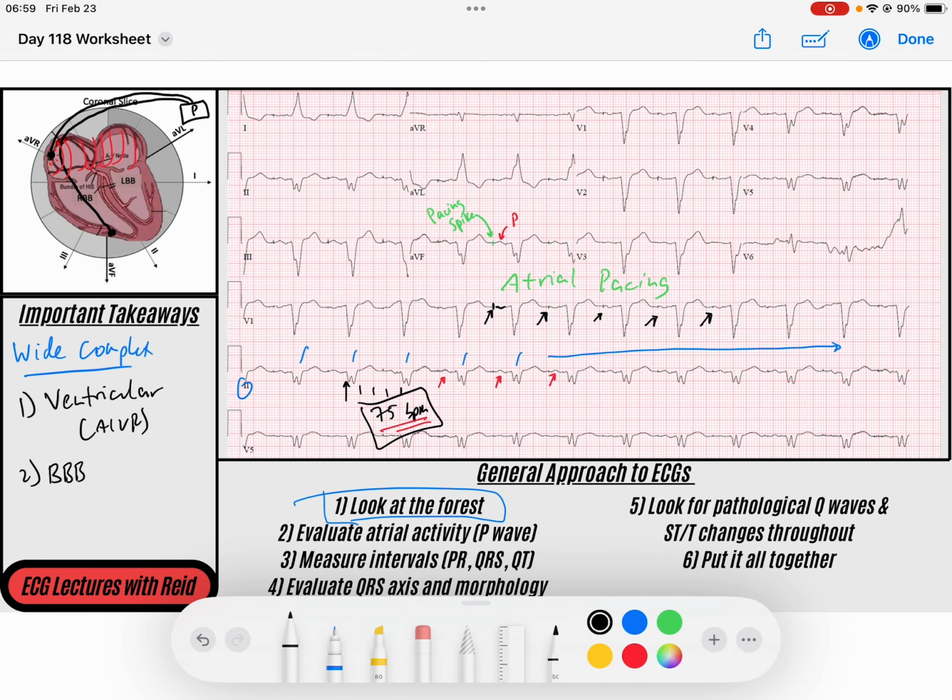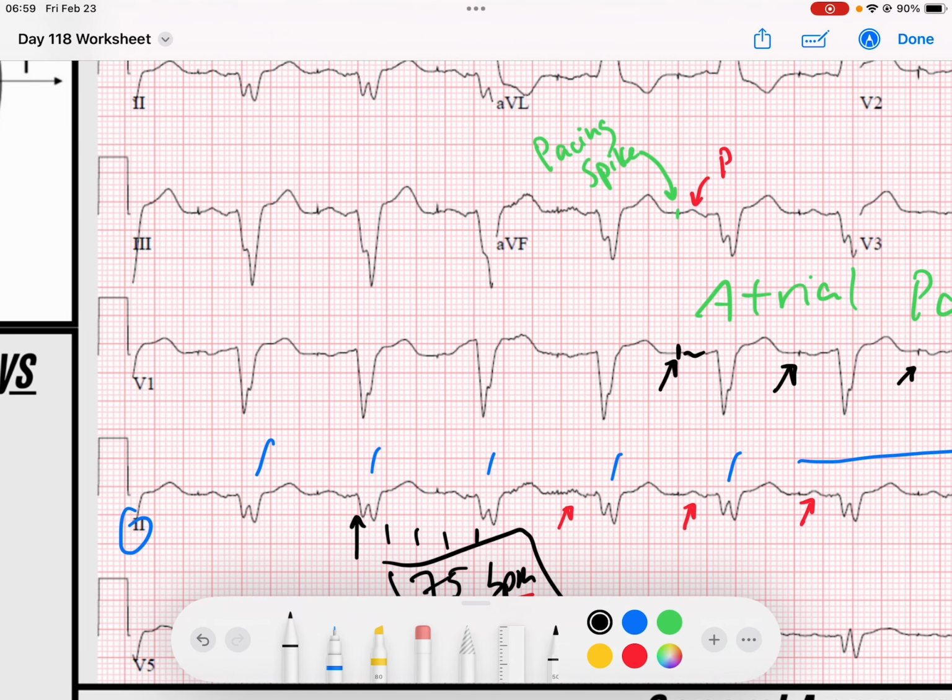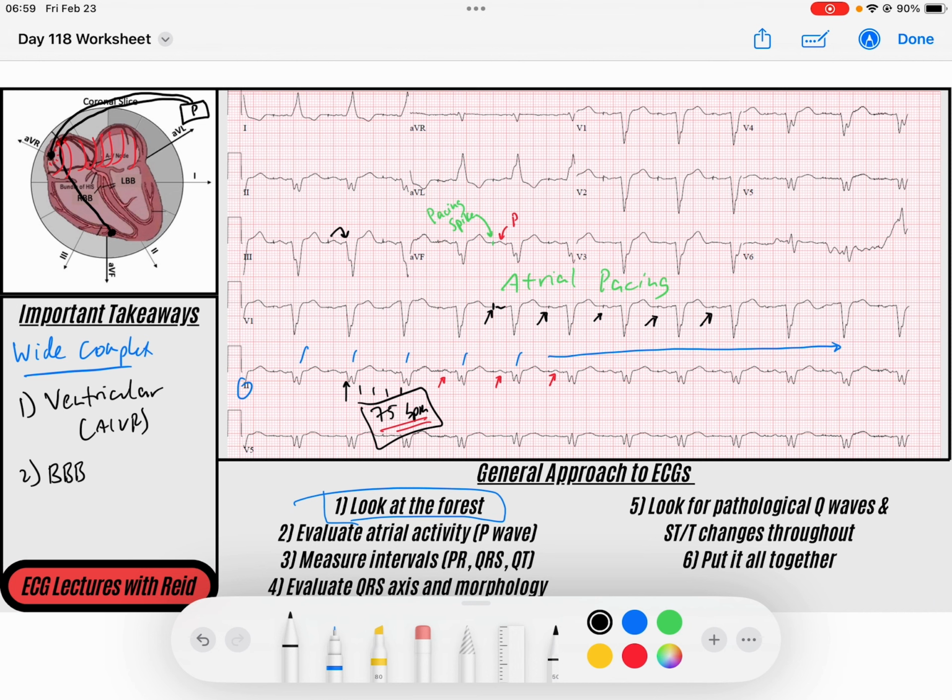So now let's figure out what's happening after the atria is paced. Well, we've got this wide complex rhythm, right? So we have this pacing spike to our QRS complex, but I don't see any pacing spikes before my QRS complex, right? So no pacing of the ventricles.